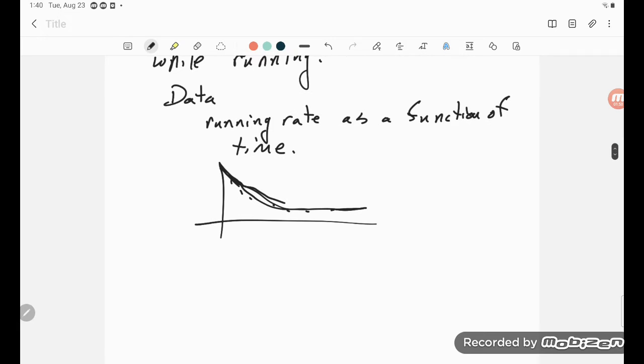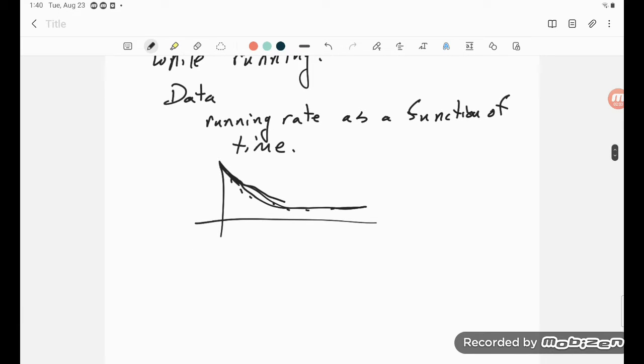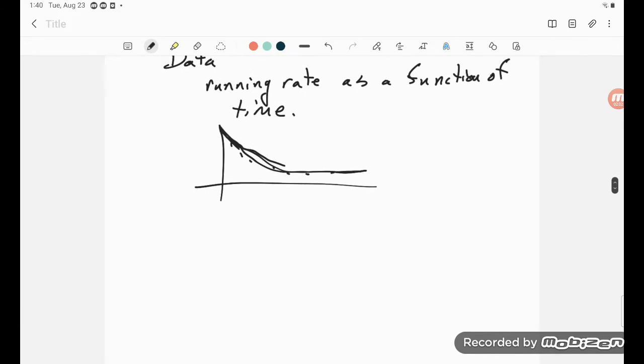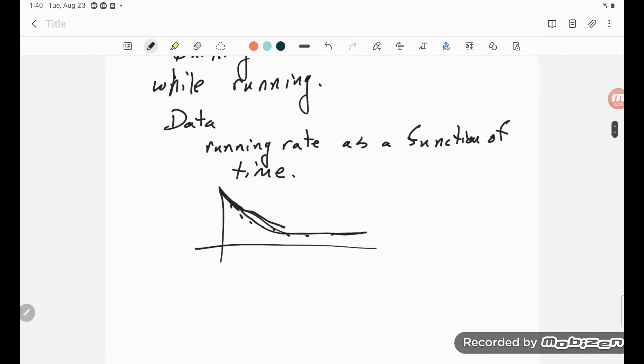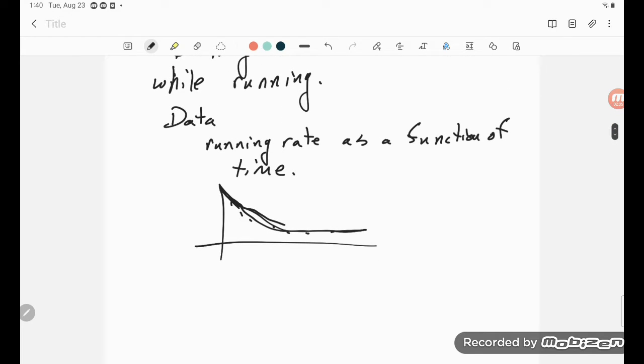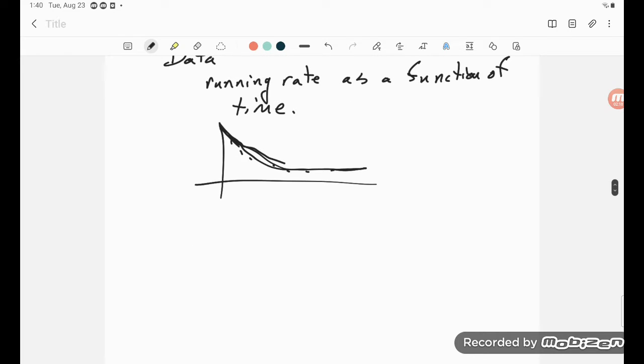And I think that was probably some sort of exponential, but it could have been some kind of power function with like a square root, or not a square root, a power function with a negative exponent or something like that. But I could find running rate as a function of time.